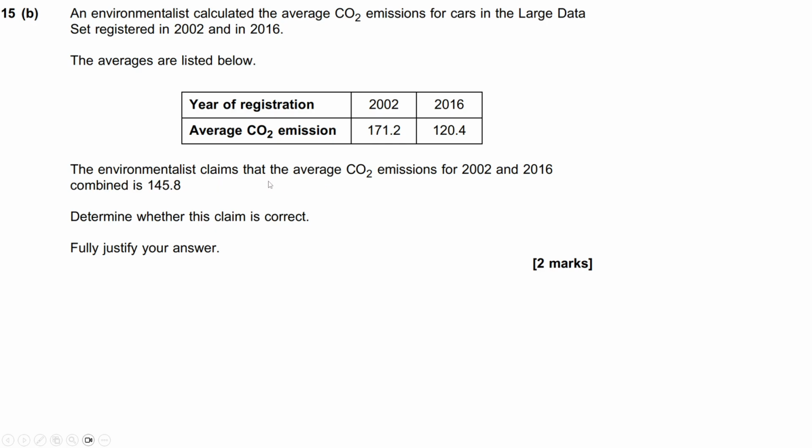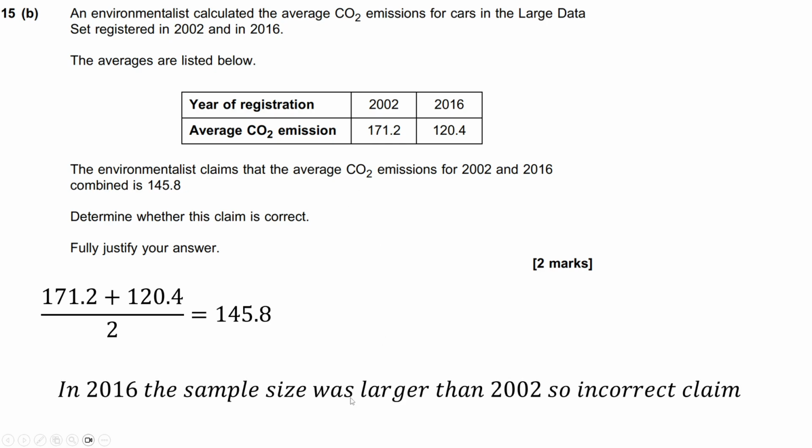The environmentalist claims that the average CO2 emissions from 2002 and 2016 combined is 145.8. If you sum these two together and then divide them by 2, you do get 145.8. But the problem is, if you revised your large data set, you'll know that the sample was much larger in 2016 compared to 2002. And so if you don't have the same sample size across both of them, you're not going to have a very accurate mean. So you can just say that.